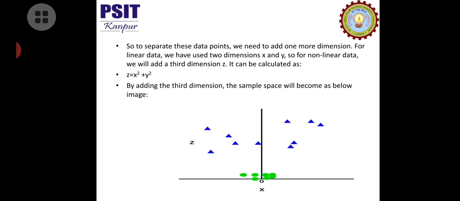To separate these data points, we need to add one more dimension. We have used two dimensions, x and y. So for nonlinear data, we will add a third dimension, z, which is calculated as z = x² + y². By using the third dimension, the sample space will become as below. When you have added this third dimension, your sample space will be shown in this image.